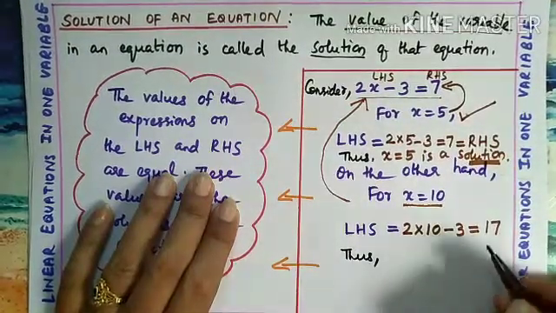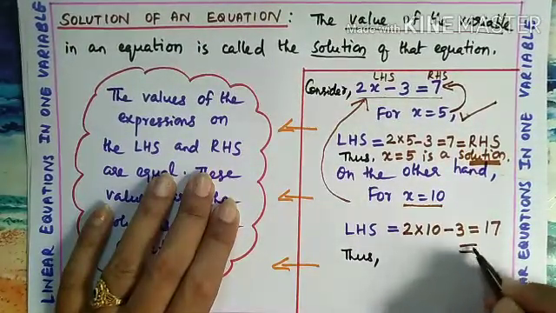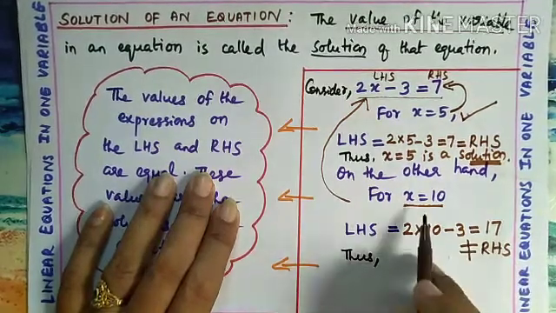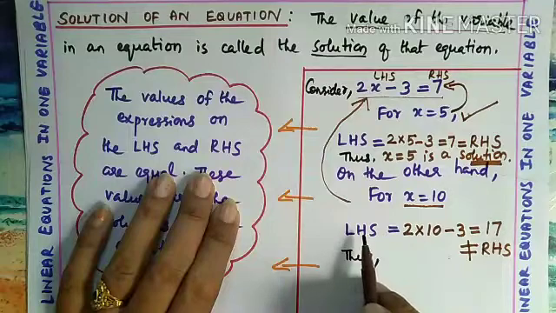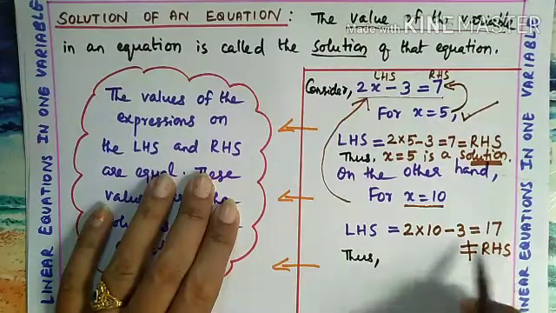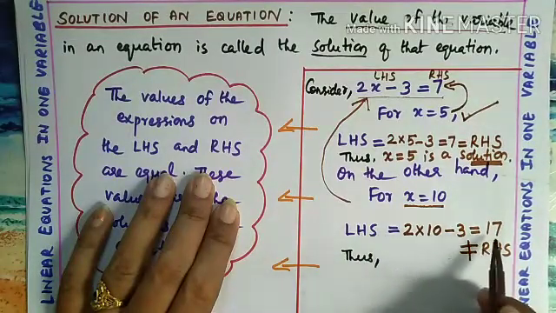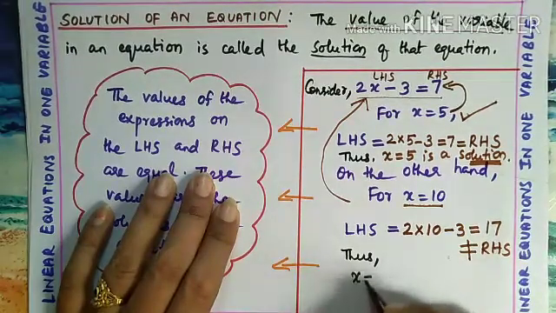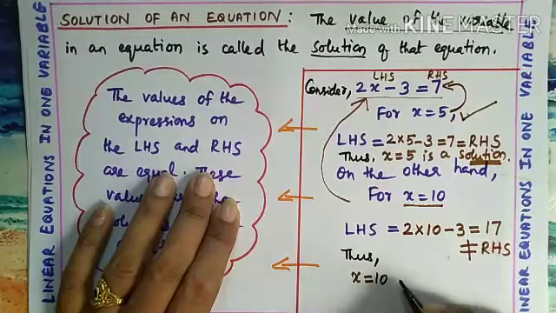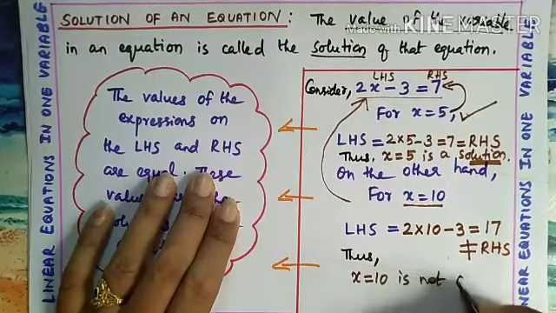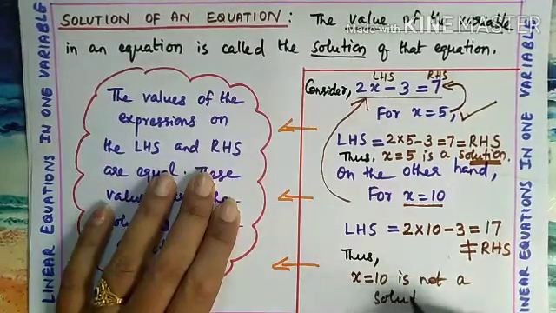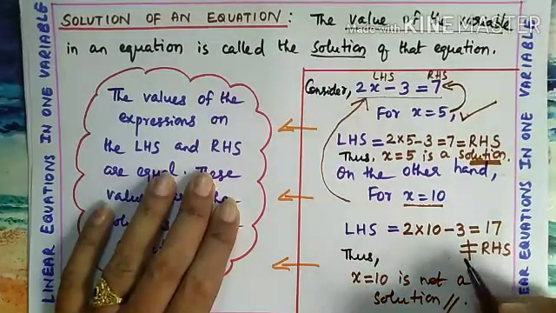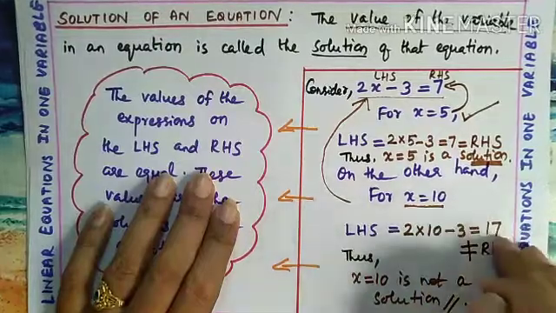So what is the meaning of this? This is not equal to RHS. So for this second value, LHS came not equal to RHS. They are coming different values. Thus, what we can write? This value x equal to 10 is not a solution. Is not a solution.